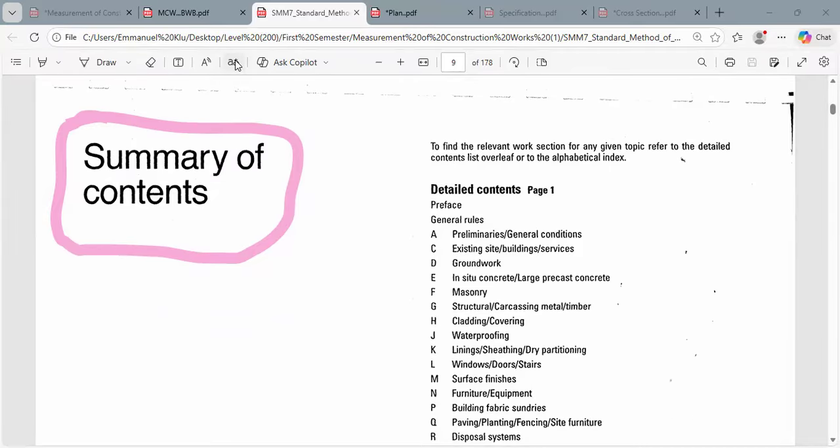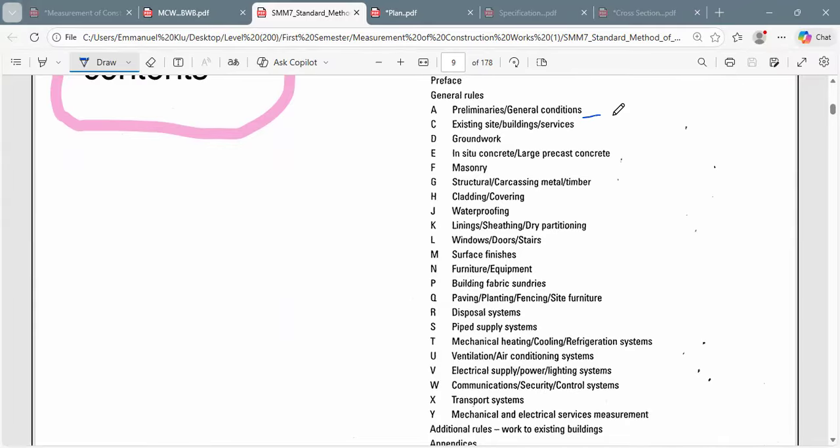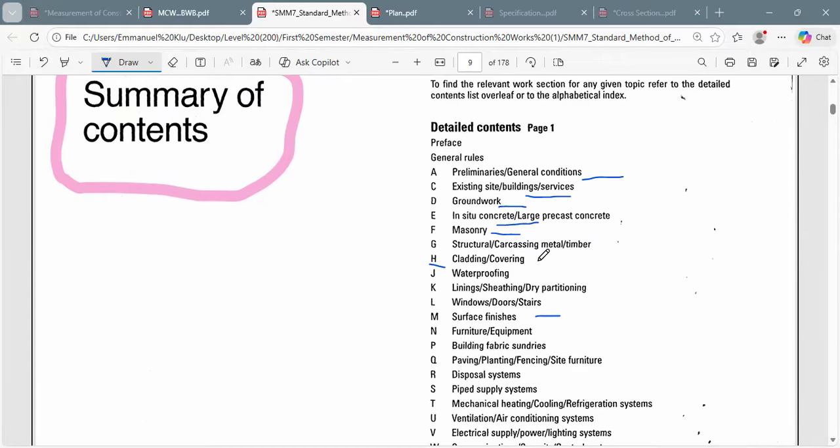So this is our SMM7, and this is how it looks, and these are the rules. A is about preliminaries or general conditions. C is existing site or building services. D is groundwork. E is in situ concrete. F is masonry. H is cladding. A whole lot more.